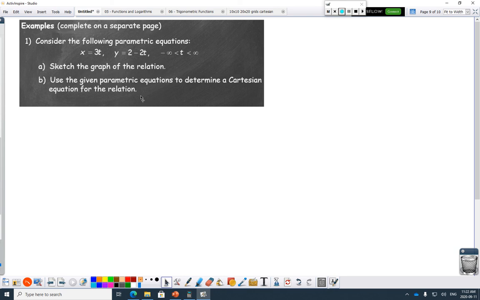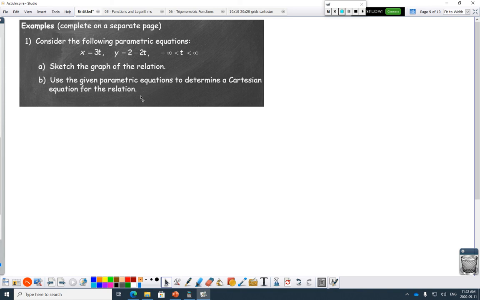Examples. Consider the following parametric equations. X equals 3t, y equals 2 minus 2t. Here's your hint that you'll know it's going to be a line. When they look linear, there's no squareds, there's no sines, there's no cosines. You're like, okay, this is probably just a line. It's a complicated setup of a version of a line.